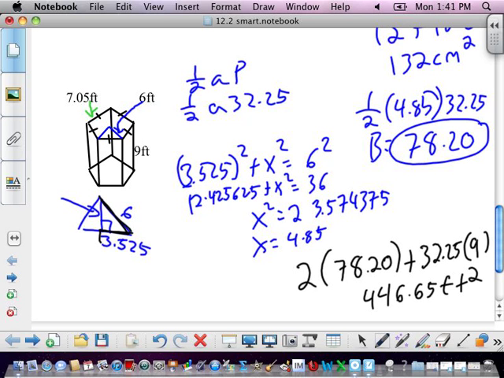Where did I make a mistake? 32.25 is 35.25. The perimeter? Yeah, because 7 times 5 is 35. Oh, you're right. It's supposed to be 35.25. So we just have to change it very quickly. It takes 2 seconds.